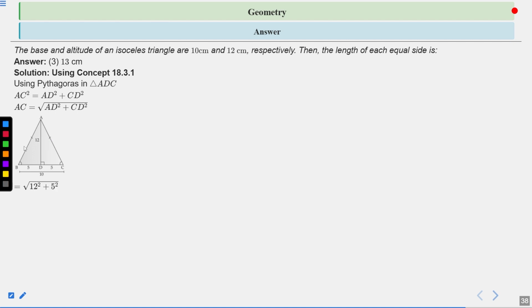So we get the length of AC, which equals under root 12 square plus 5 square. Now we get under root 144 plus 25. So we get under root 169, which equals 13 centimeter. So the equal side of the isosceles triangle is 13 centimeter. Third one is the correct answer of this question. Next one.